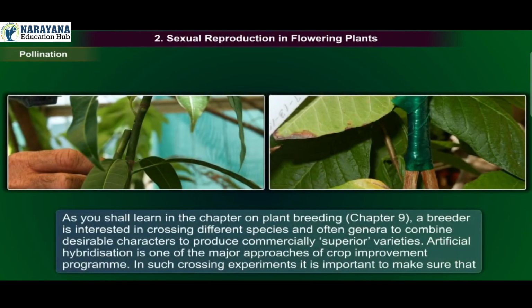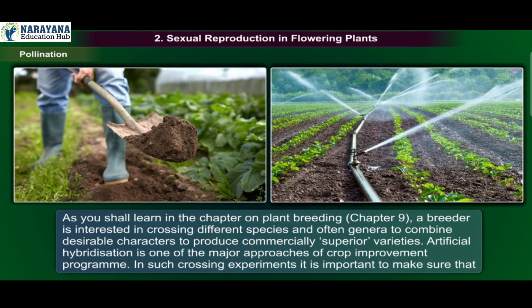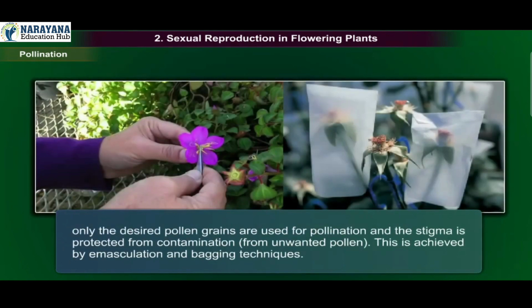As you shall learn in the chapter on plant breeding, that is chapter 9, a breeder is interested in crossing different species and often genera to combine desirable characters to produce commercially superior varieties. Artificial hybridization is one of the major approaches of crop improvement programmes. In such crossing experiments, it is important to make sure that only the desired pollen grains are used for pollination and the stigma is protected from contamination, that is, from unwanted pollen. This is achieved by emasculation and bagging techniques.